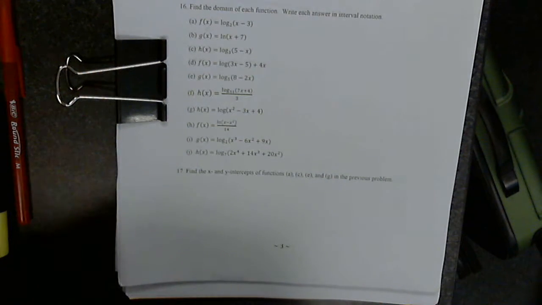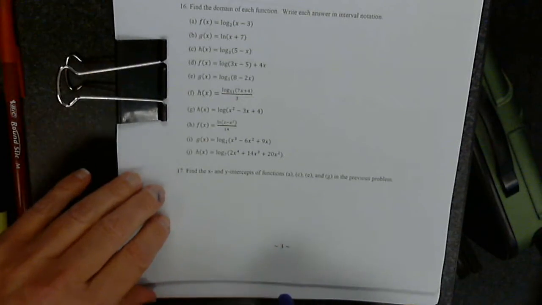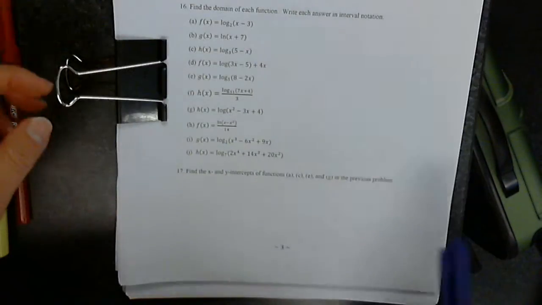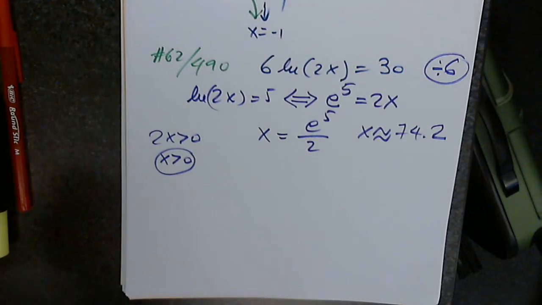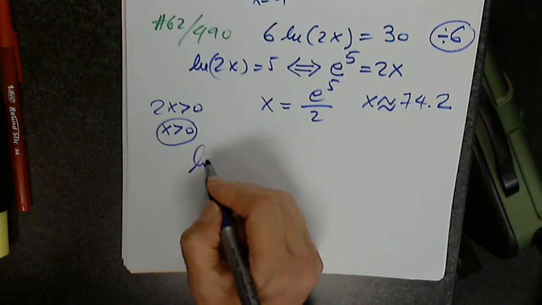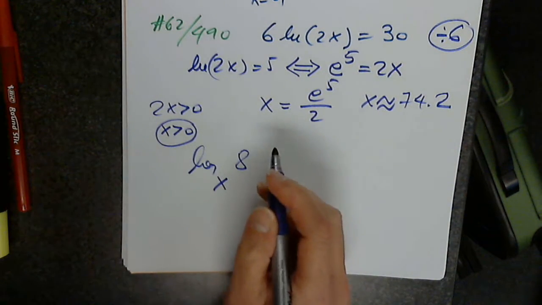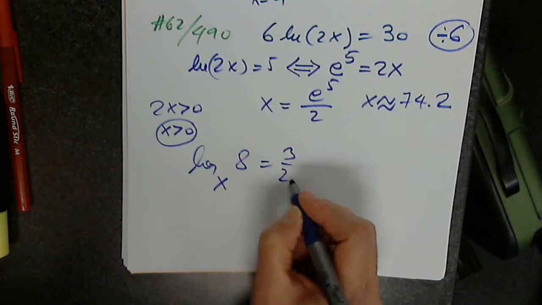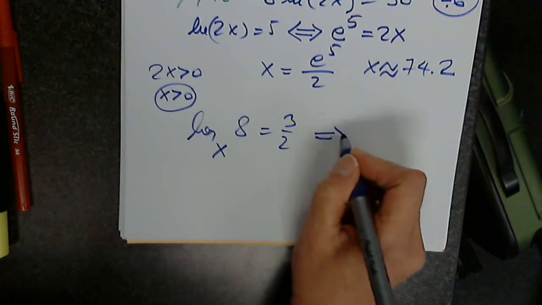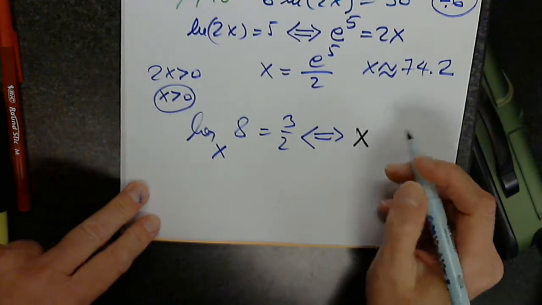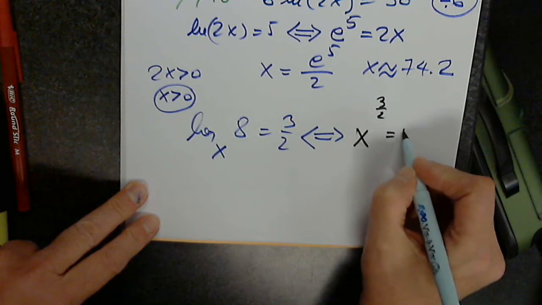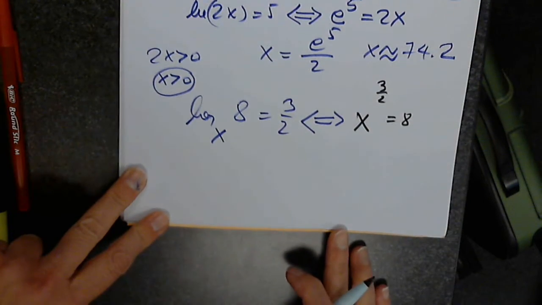From 15 and 16, you said? Yes. On 15, this one? Yes. Perfect, excellent. So we have log base x of 8 equals 3/2. How do I convert this into something I can solve? Right? Very good. So now, how do I solve this?